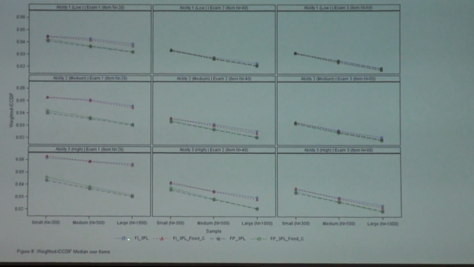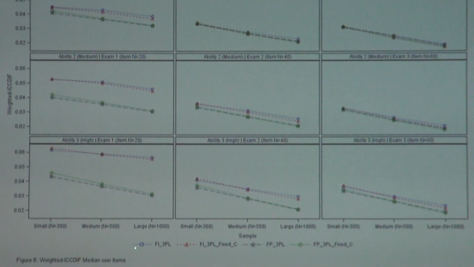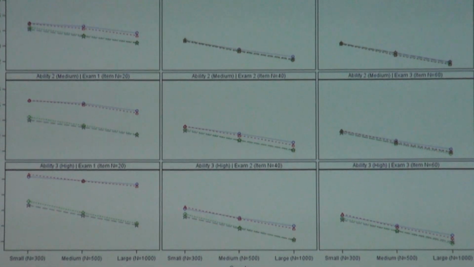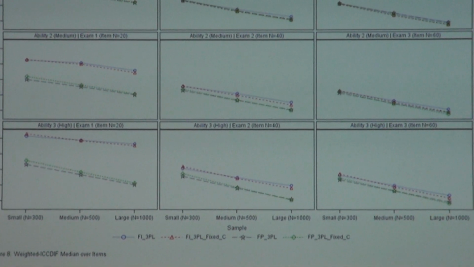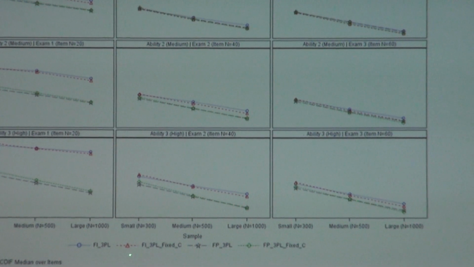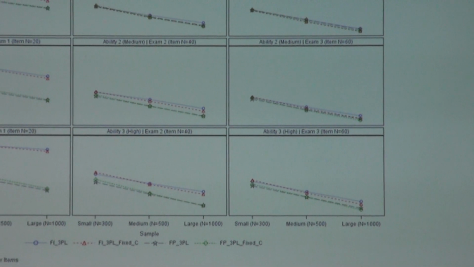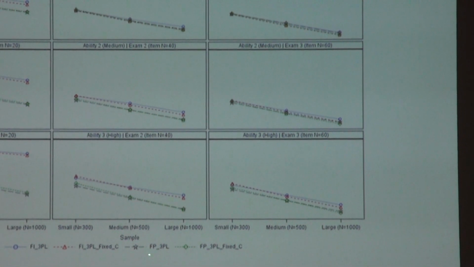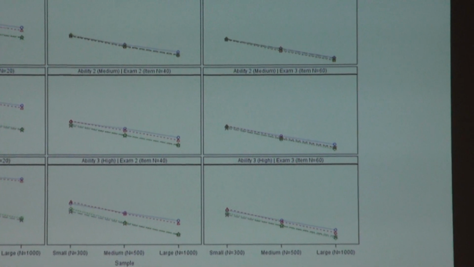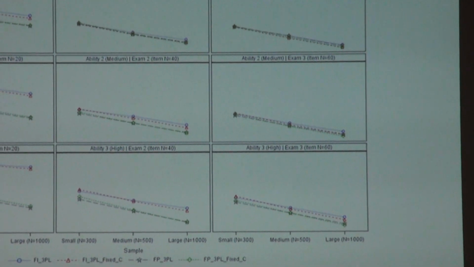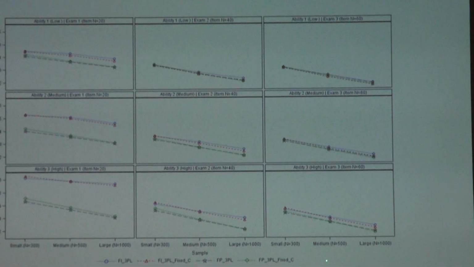And we use this blue circle to represent results from fixed item parameter calibration approach under the 3PL model. And this red triangle is fixed item as well, but under 3PL with a fixed C parameter model. And this star is fixed person under 3PL, regular 3PL model. And the last one, the green one, is for the fixed person under 3PL with a fixed C, the one we use to generate data.